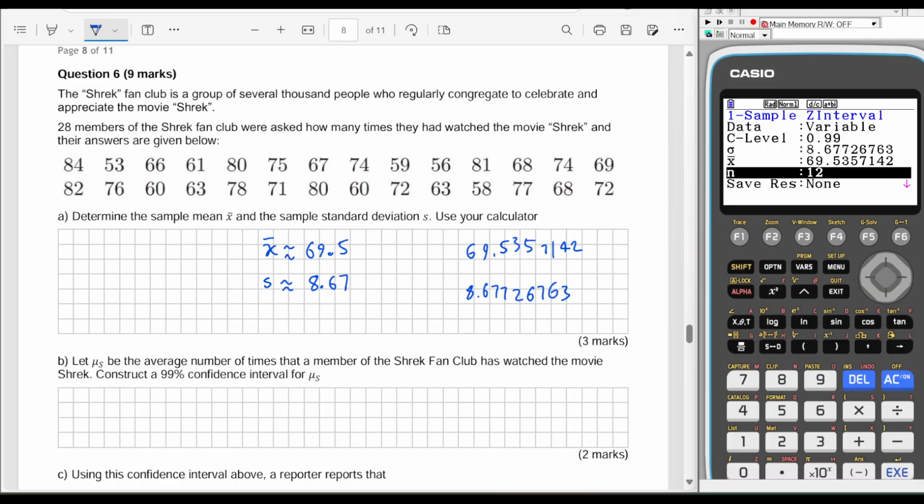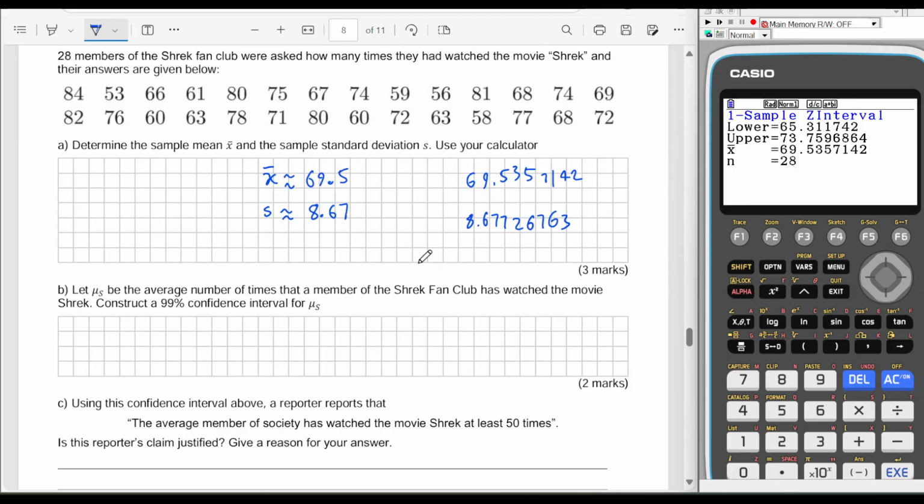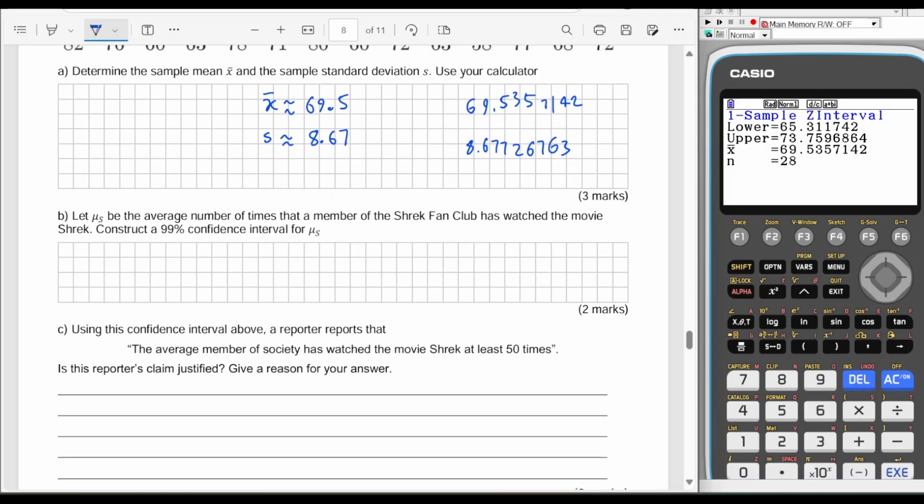Okay, next thing we want to do here is change n. So there were 28. I will also mention we've got it on variable on the calculator. You can change it to list and it will use the data in your list. I'm just doing variable because that's how we've learned it up till now, and it might be a bit confusing to have two different methods that are so similar. So we're going to go 3 figures: 65.3 is less than the mean of Shrek watches is less than 73.8.